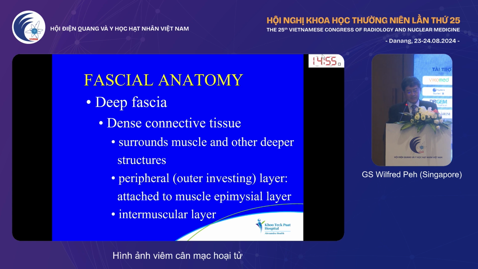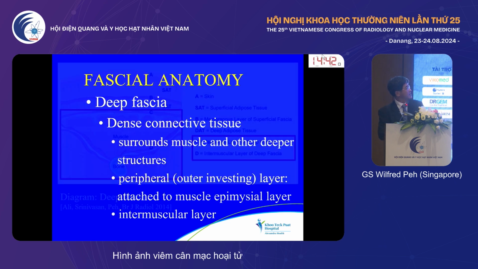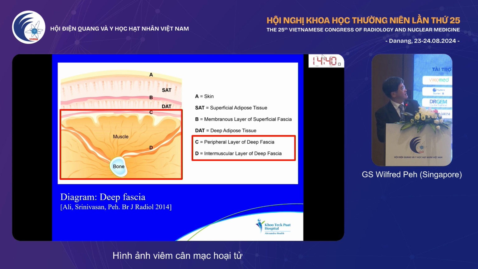The deep fascia is dense connective tissue which surrounds the muscle and other deep structures. So there are two layers, a peripheral layer and the intermuscular layer. And this is better appreciated in the diagram. So it's in the red box. So we have the muscle here. This is the peripheral layer. And this is the intermuscular layer. So these are the important layers because we look for fluid on MRI affecting these two layers.